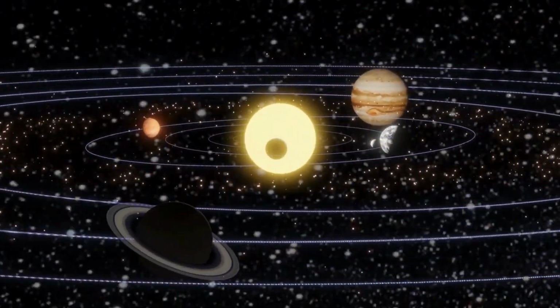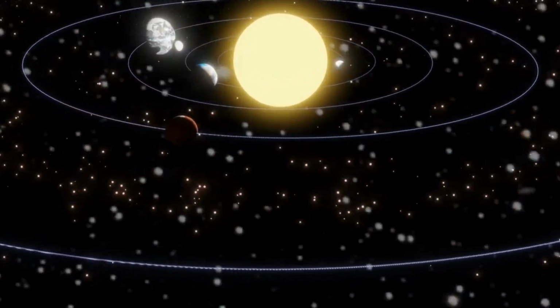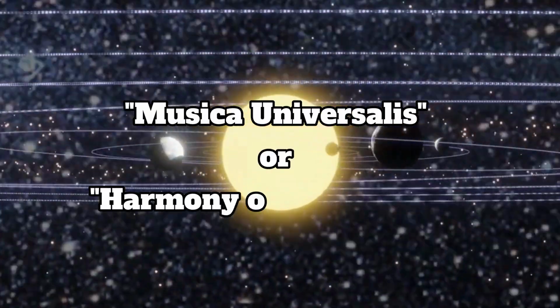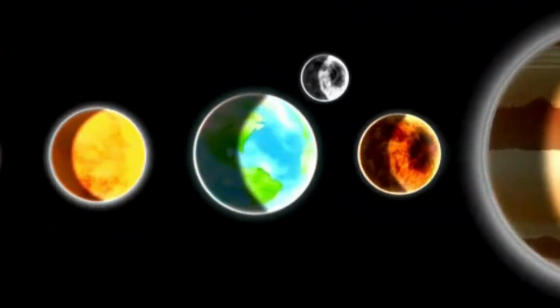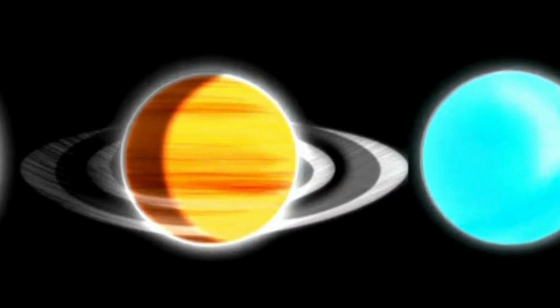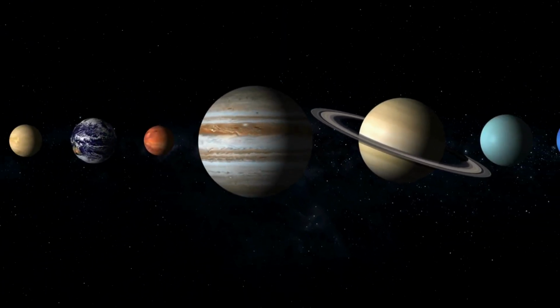Furthermore, Pythagoras is thought to have associated the orbital frequencies of different planets with inaudible hums, a concept known as musica universalis, or the harmony of the spheres. This theory suggests that each planet emits a musical note based on its orbital frequency, and collectively, the planets create a harmonious symphony that is beyond our auditory perception.